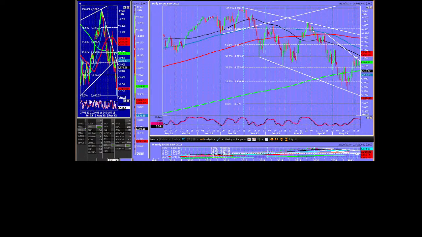Then we dumped a little bit and went up, and then we got the 200 and the 100 acting as a resistance, which is as it should be. And we've got a moving average crossover. Now this doesn't happen often. 100-day moving average crossing below the 200-day moving average. So that was pretty negative in April.